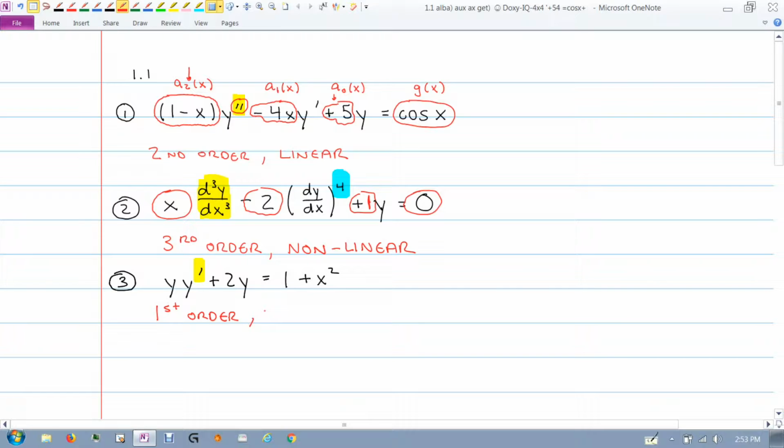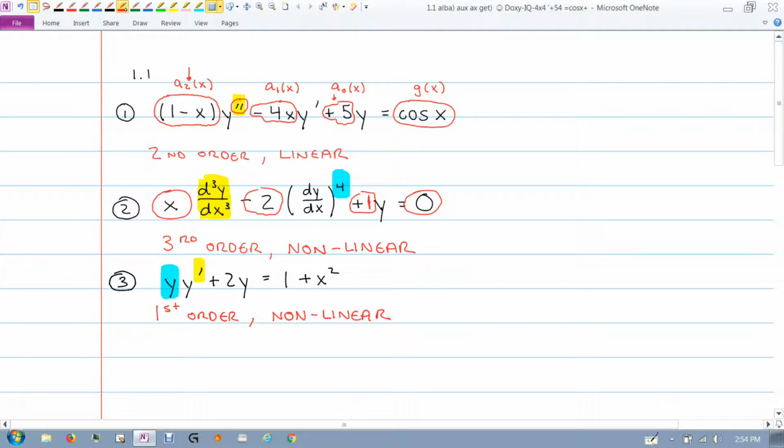Okay, and now is it linear or nonlinear? We notice right away that we have a problem. So I'm going to highlight the problem in blue. This factor out in front of that y prime is not a function of x. And that's what we need in order to call this a linear differential equation. So right away we have violated the property. So this will be nonlinear.